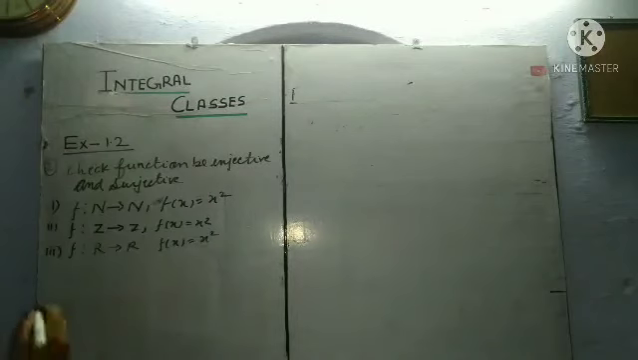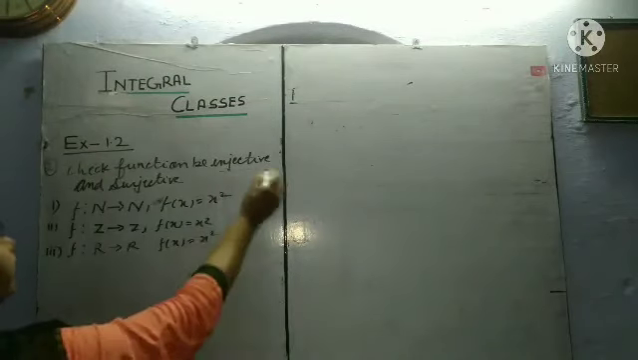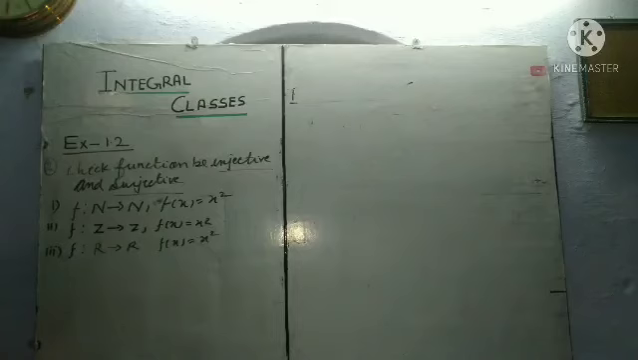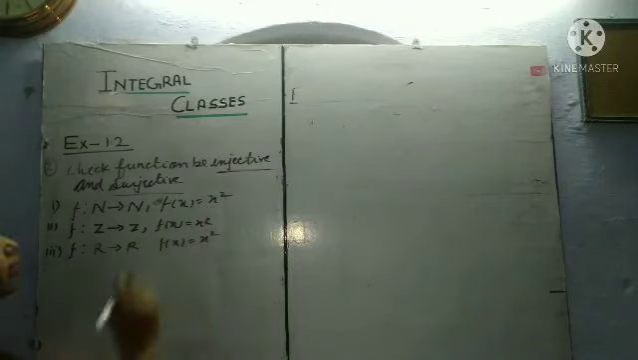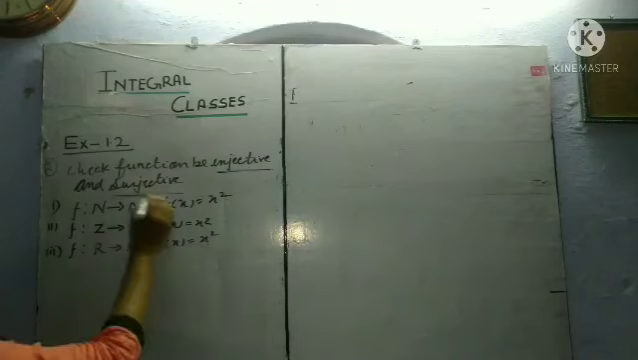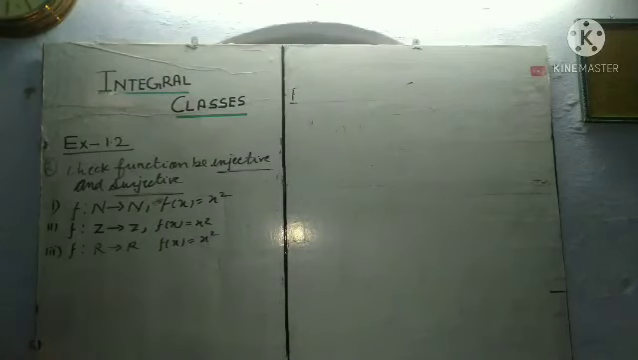Now question number 2: check whether the function is injective and surjective. What is the meaning of injective? It means the function will be one-one. If the function is surjective, it means it will be onto. Now student, we have been given 3 parts in question number 2. I will explain them together because these 3 are similar to each other.